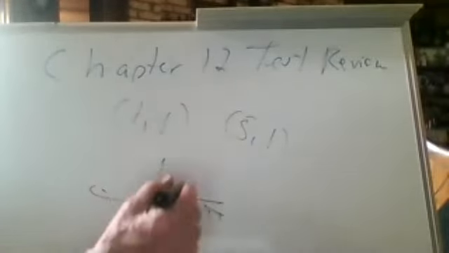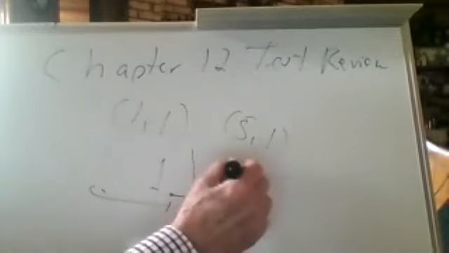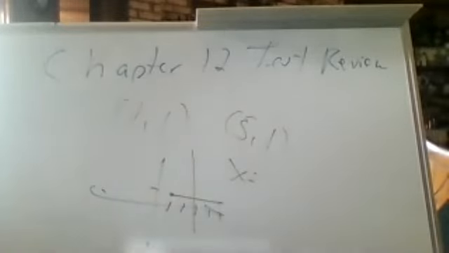Which means the perpendicular bisector has to be a vertical line, it has to be x equals something, and it says whatever's halfway between 1 and 5. X equals whatever's halfway between 1 and 5. That's a really easy question. I'm not going to do more than that for you.